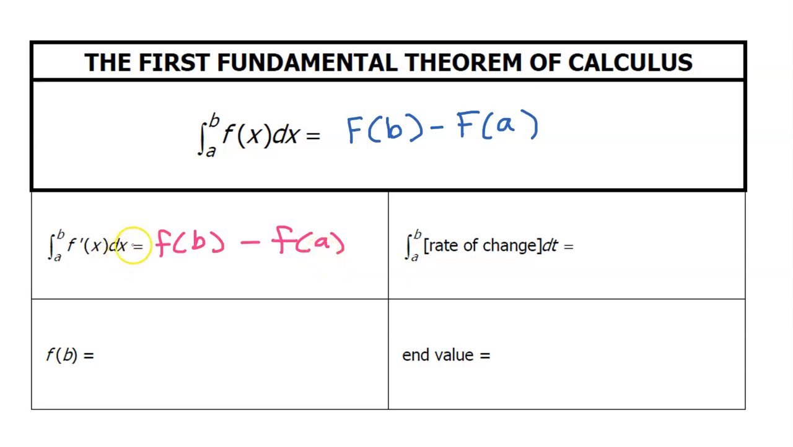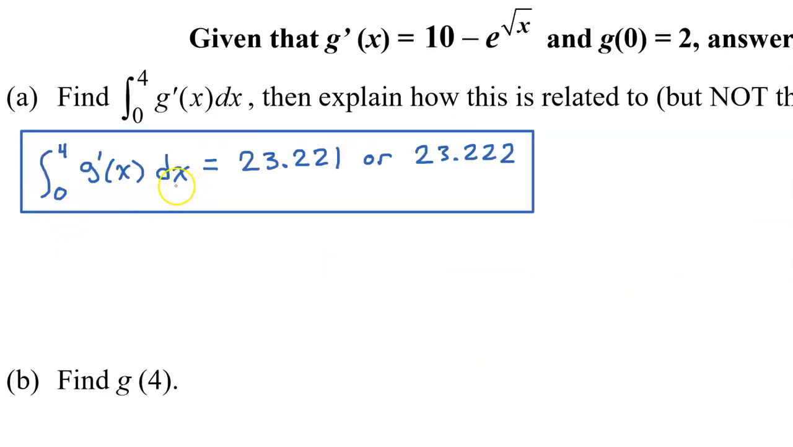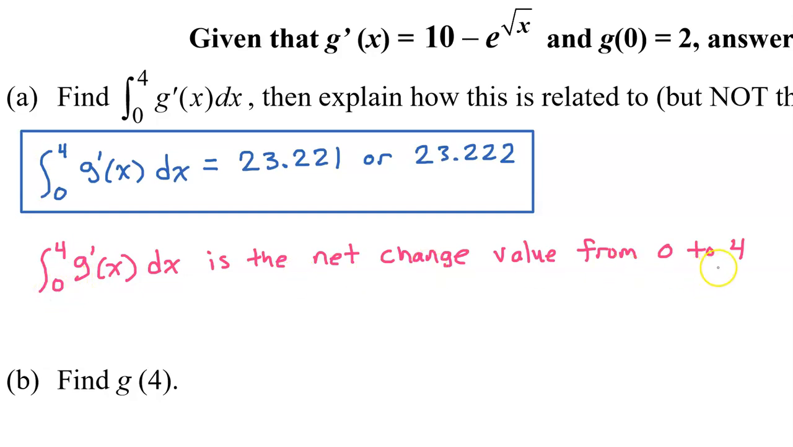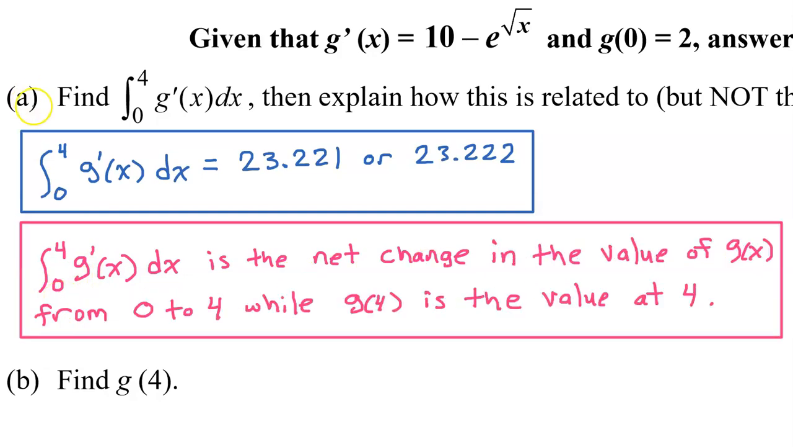So we can translate the meaning of the first fundamental theorem of calculus into words by saying the integral of a rate from a to b is equal to the net change in value from a to b. From now on, anytime you see the integral of a derivative from a to b, I want you to think, oh, that's the net change in value from a to b. But that's exactly what we have here. The integral of g prime from 0 to 4 is the net change in the value of g from 0 to 4. So how does this compare to g at 4? We could say that the integral of g prime from 0 to 4 is the net change in the value of g of x from 0 to 4, while g at 4 is the value at 4.